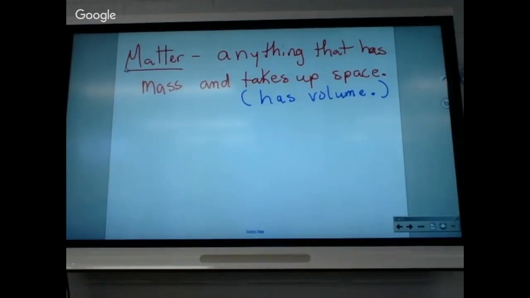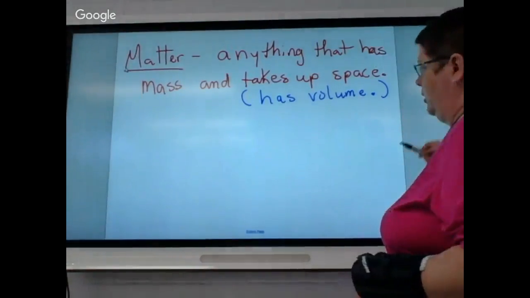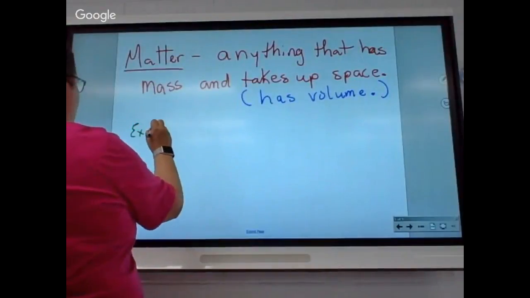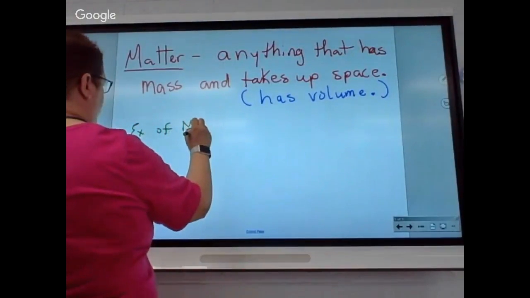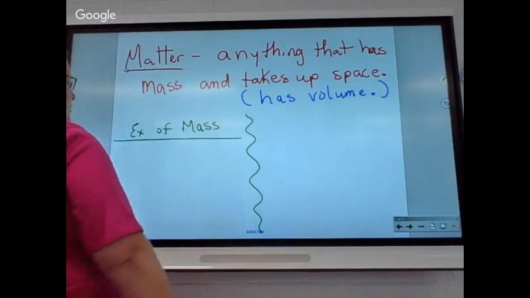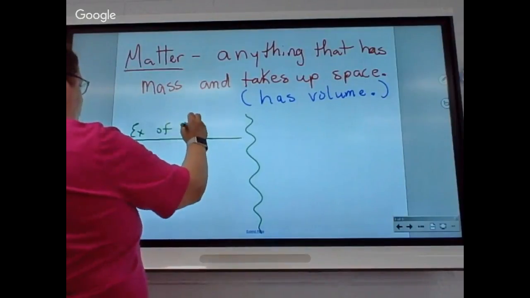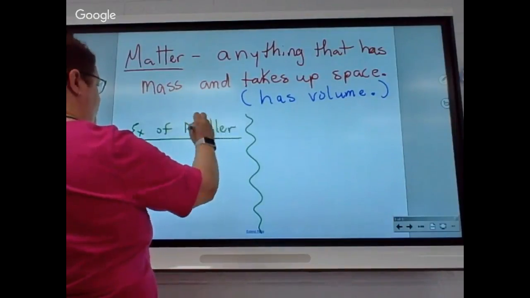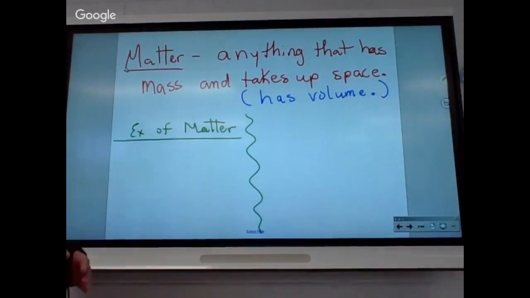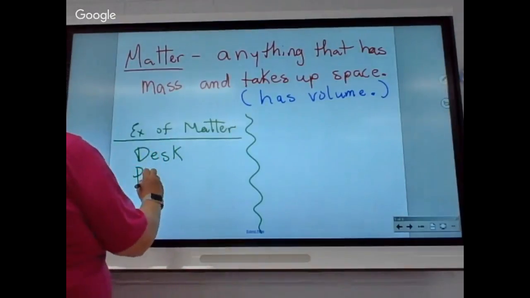So, let's see how well you understand that from your earlier experiences. So, if I ask you for 3 examples of things that have mass. 3 examples of matter. Give me any 3 things in this room that have matter. Desk? Sure. Desk, people, and calculator.